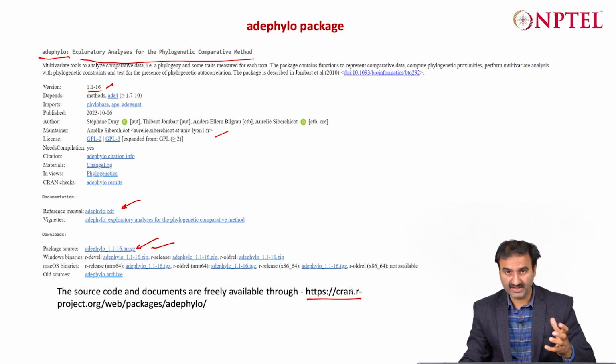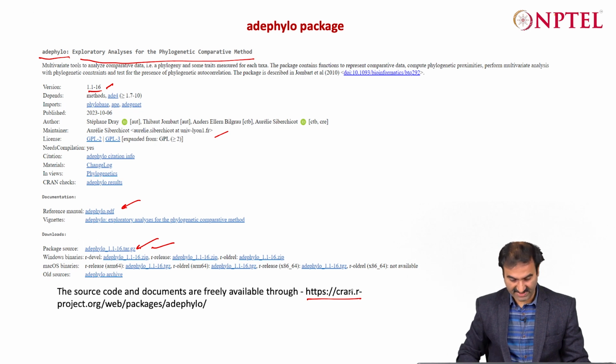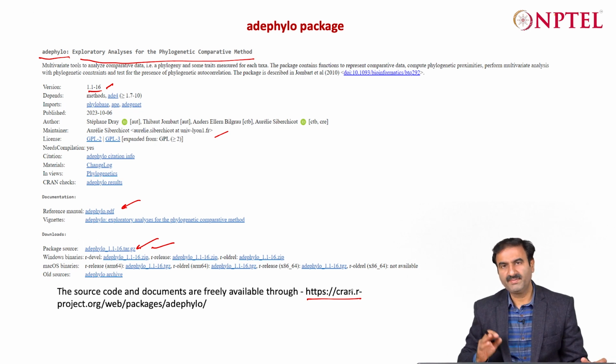cran.r-project.org, which is a kind of repository for such packages. So for any package you can search like this, and this kind of informative page will appear, which will give you information about how to download it and also install it.